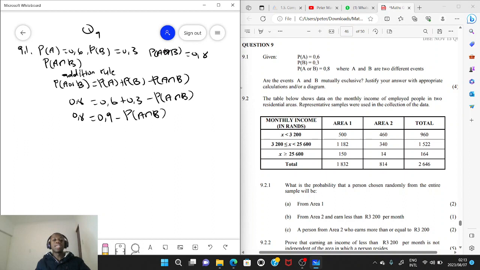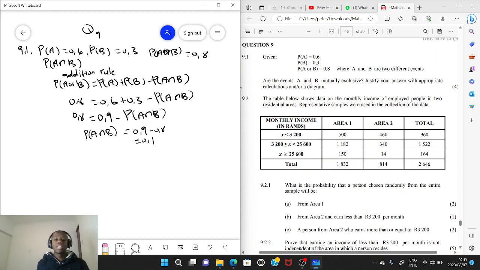Note that probability can never be negative. What you have to do is transpose this negative probability to the left hand side, so the negative probability will become a positive probability. Then on the right hand side, I will have 0.9 minus 0.8, which is equivalent to 0.1.